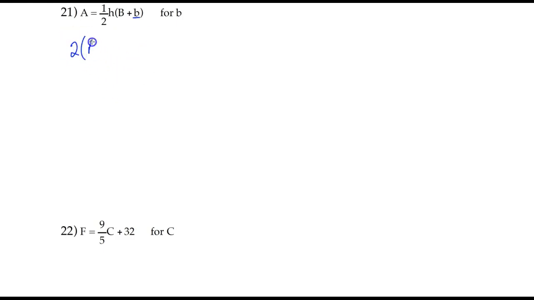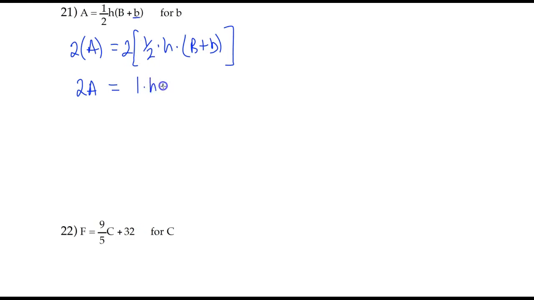All right, so I want to multiply both sides by 2, and that's going to be 1/2 times h times big B plus little b, like that. And again, 2 times big A is 2a, 2 times 1/2 is 1, times h times big B plus little b. And of course here, 1 times anything is just that anything. And now we're at this point.